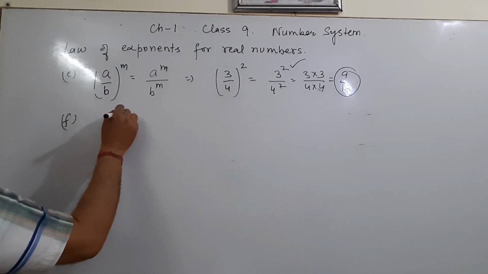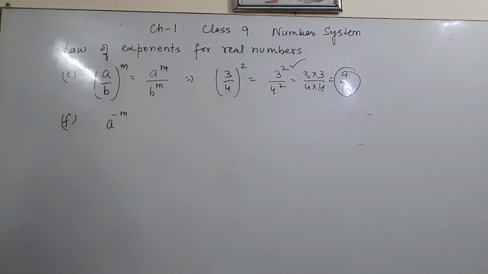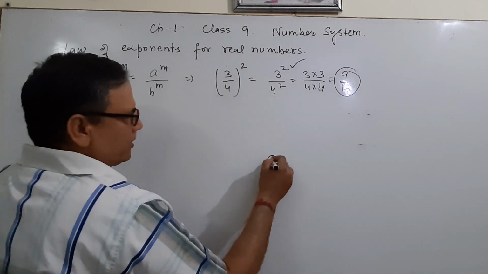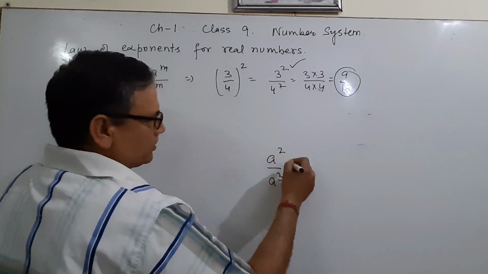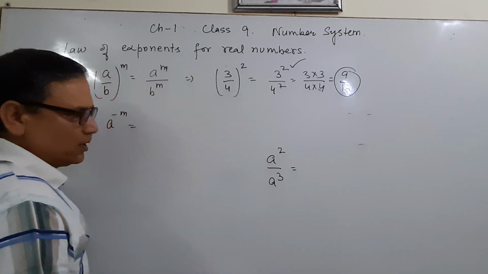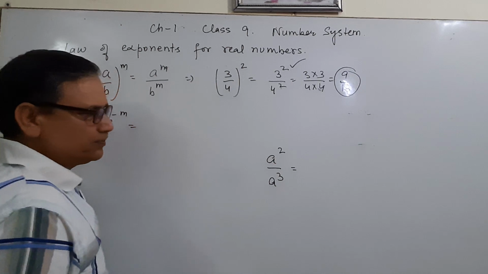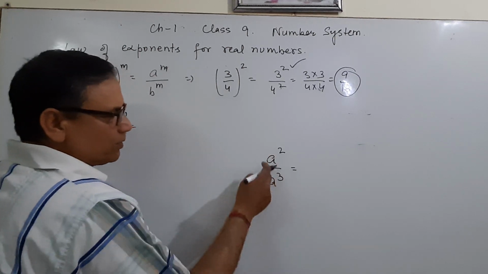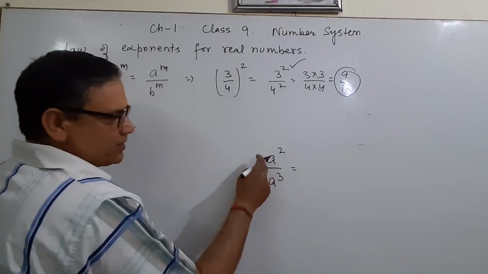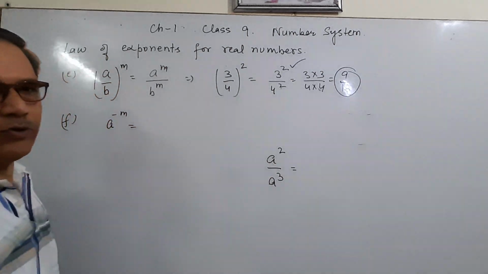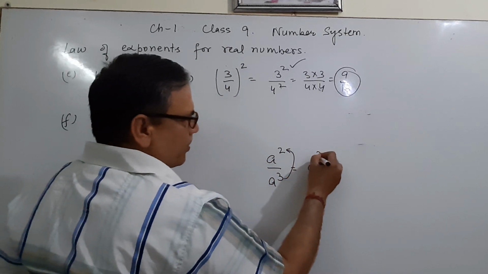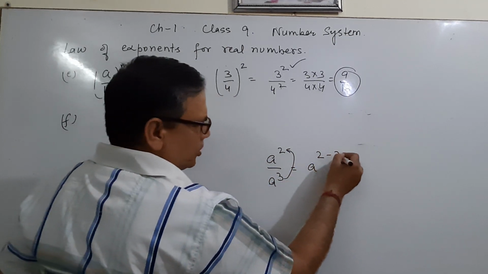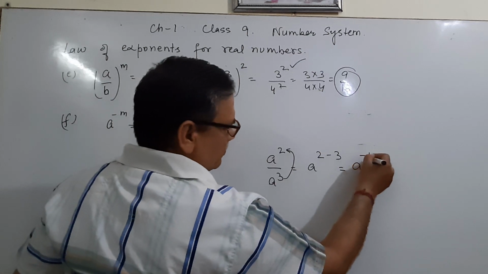If the power is negative, can you tell me the answer? For example, a power 2 upon a power 3 is equal to, here the base is the same and the exponents are divided, then this goes upward. a power 2 minus 3, the answer is a power minus 1.